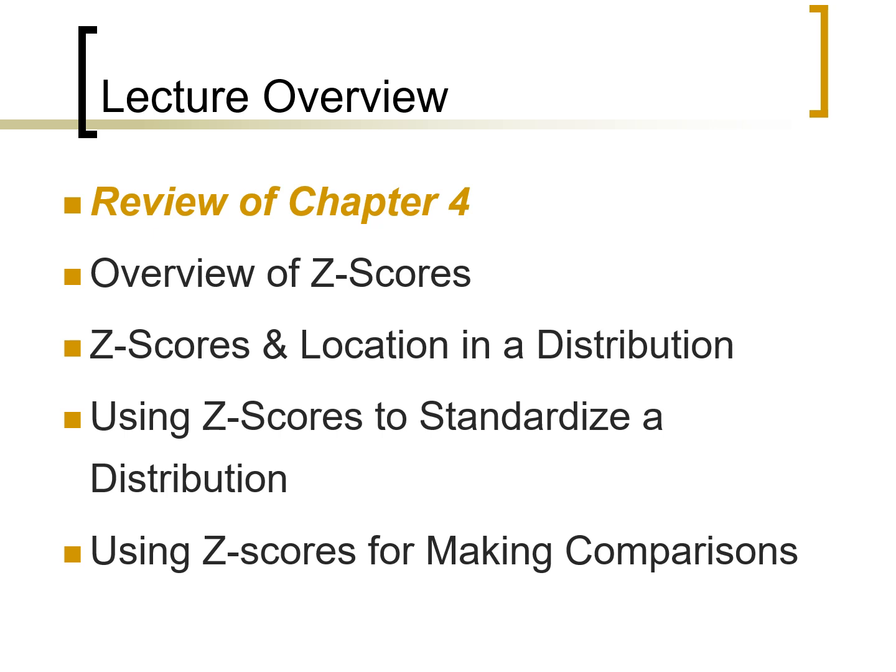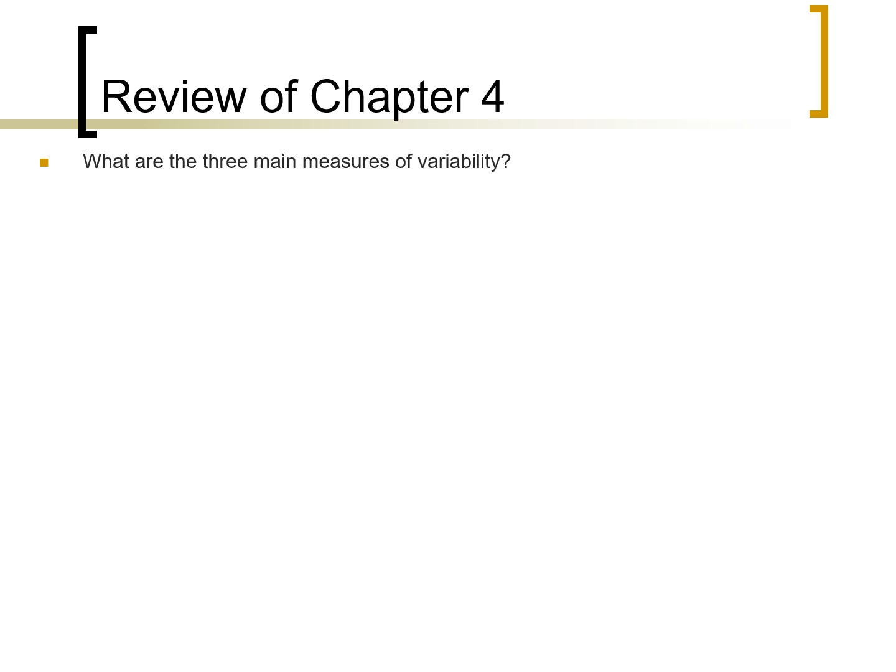So first of all, let's get our review of Chapter 4 going. Let's see how much we remember from that. Three main measures of variability. Of course, the standard deviation we want to use, but also we have our range and our interquartile range and those variations too. What is a deviation score?